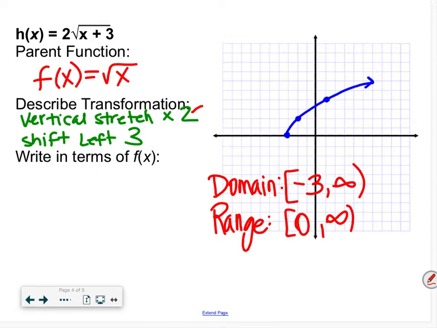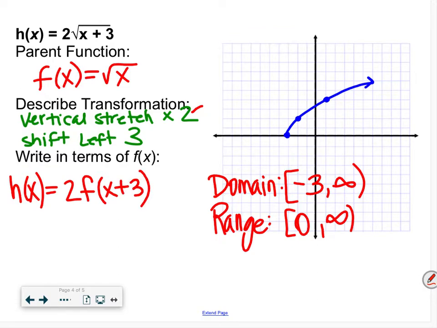And then I guess we haven't done our, in terms of f of x. So our h of x function, we keep the 2 on the outside, but then use function notation and put the x plus 3 inside. No, we're not worrying about the specific type of function. We're just doing plain old function notation.